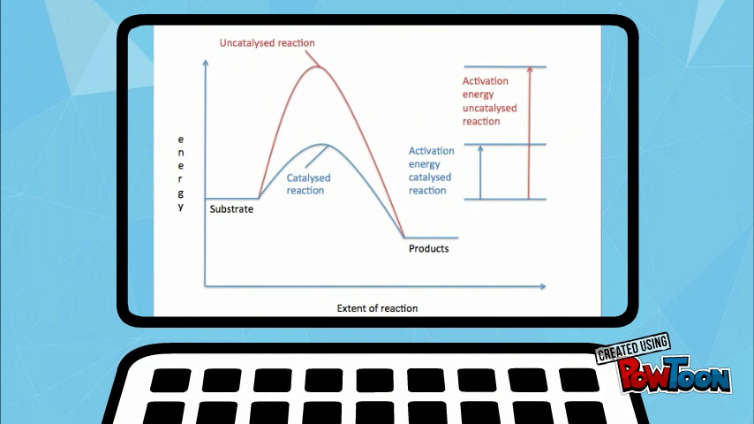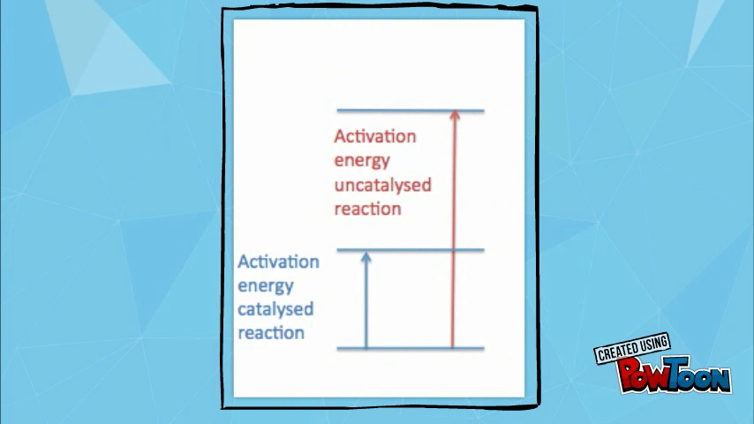This graph shows a visual representation of a catalyst, or in this case, an enzyme. It is plotting the amount of energy throughout a reaction. The red line represents the pathway for an uncatalyzed reaction, while the blue line represents the pathway for a catalyzed reaction. As you can see, the activation energy, or the amount of energy needed for a reaction to occur, is much lower for the catalyzed reaction. The substrate, or reactants, and products, however, remain unchanged.